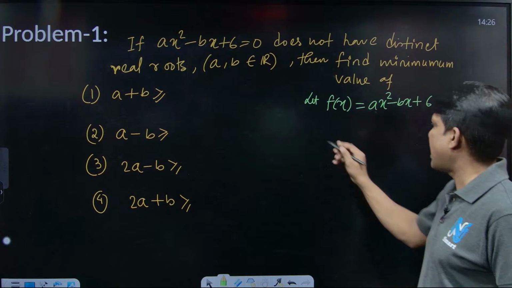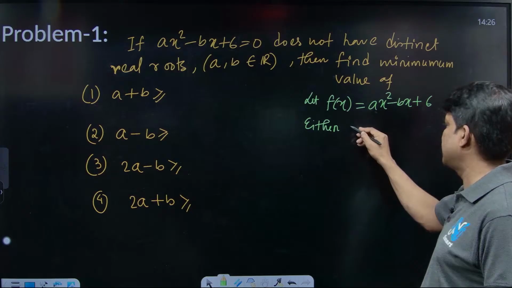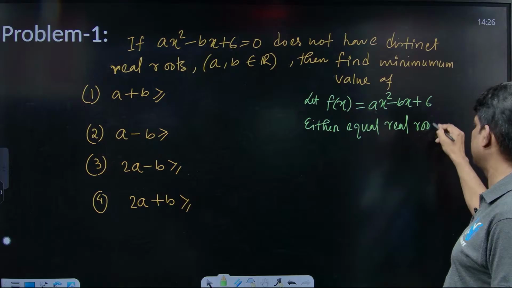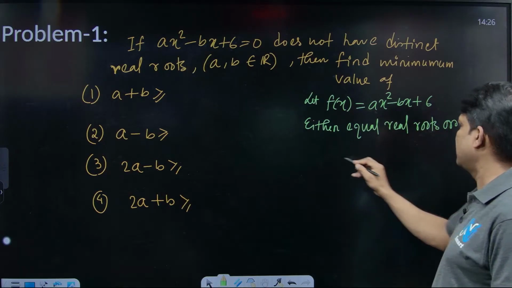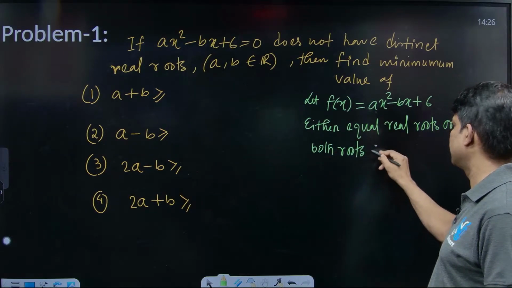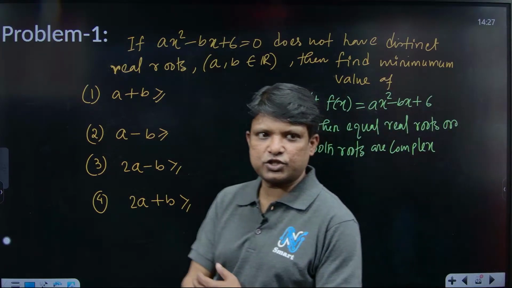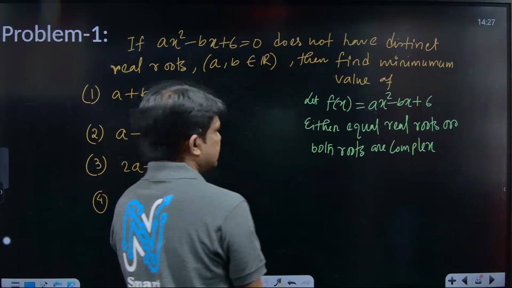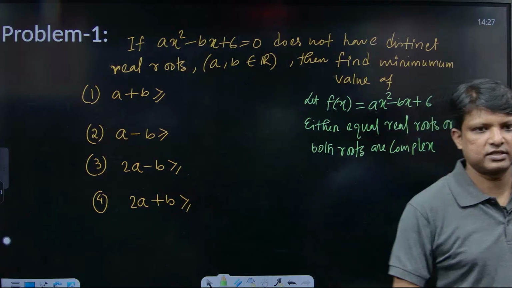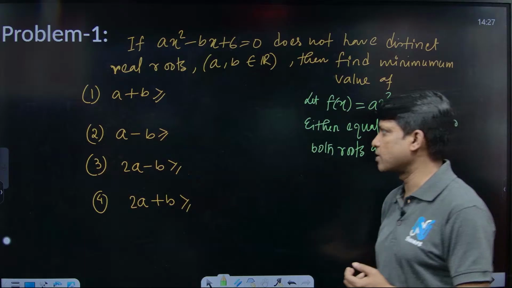What is the meaning? Either it has equal real roots or both roots are complex. Only these two conditions are possible. Yes or no? Yes, distinct real roots do not exist. That means either equal real roots, or it has no real roots and both roots are complex.